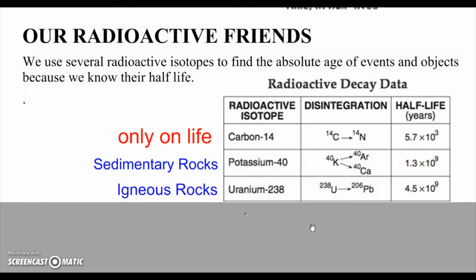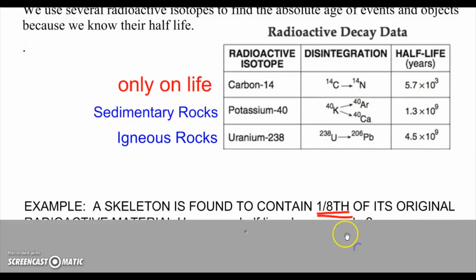Last one is igneous rocks. That's uranium. This uranium has a half-life. It means half of it turns from uranium into lead in 4.5 billion years. That's about how old the Earth is right now. So one half-life of this uranium. Okay, so we already went through this.